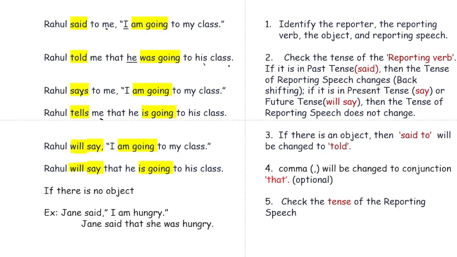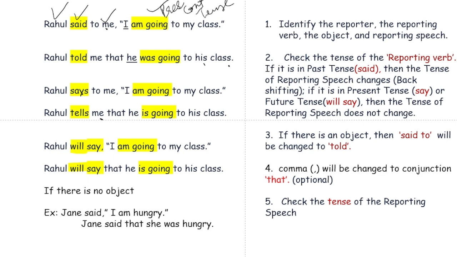get it more. Now, Rahul said to me, "I am going to my class." We have identified the reporter, the reporting verb, the object, and also the tense of the reporting speech. Clear? So what is the tense of the reporting speech? Yes, it's present continuous tense. Right.